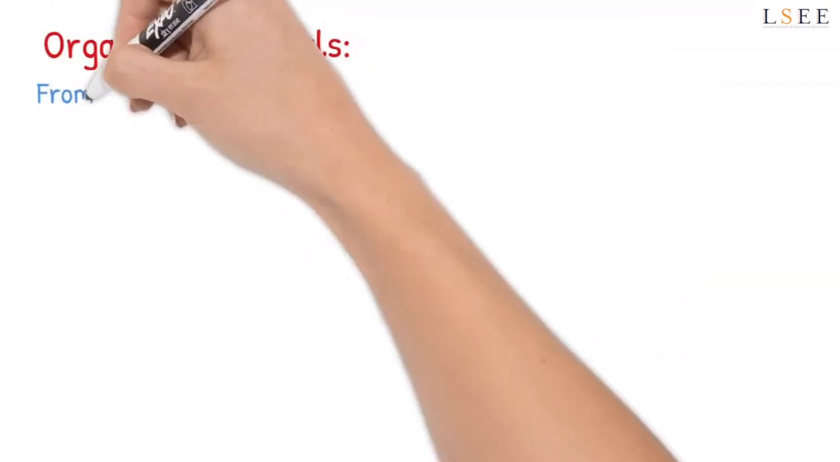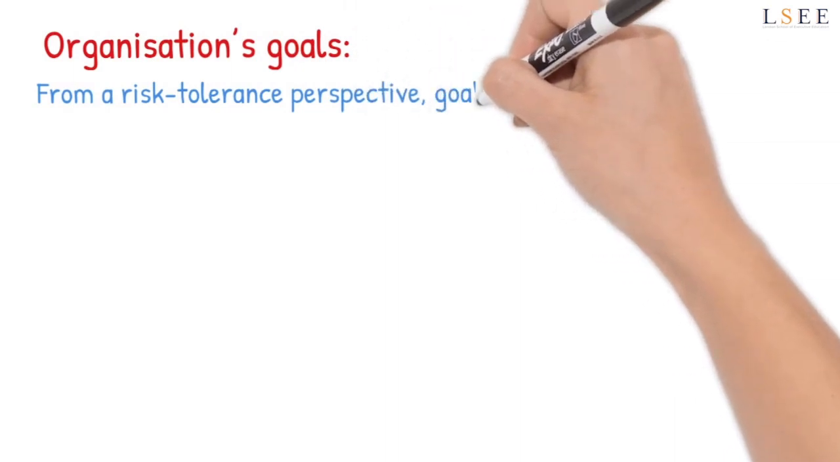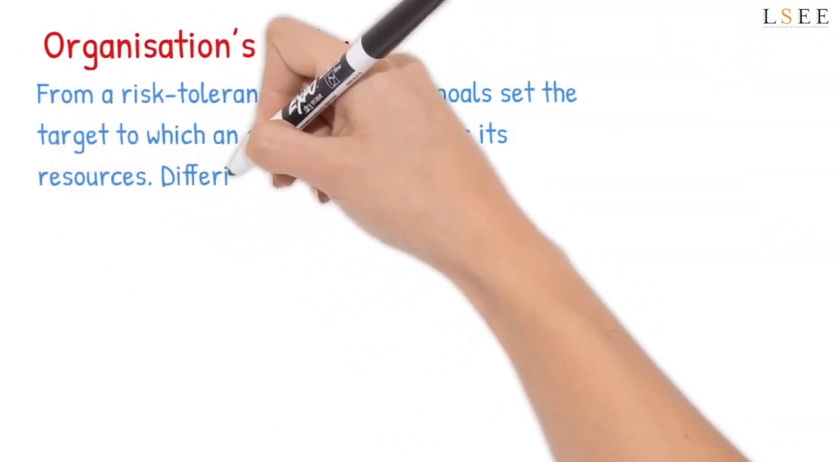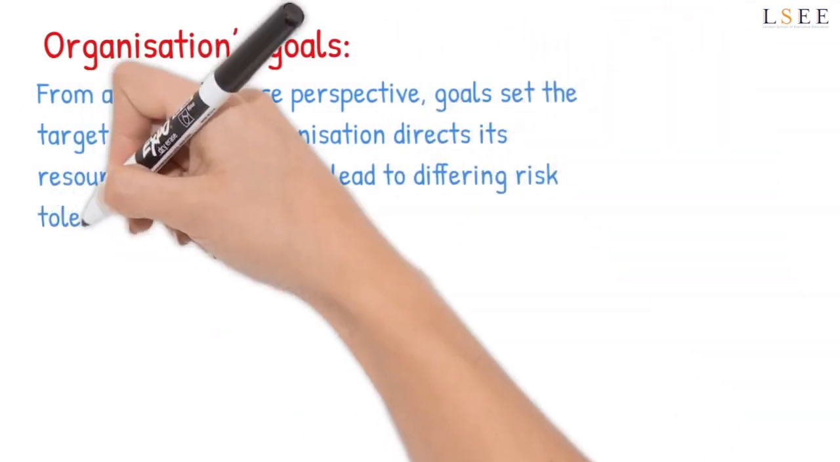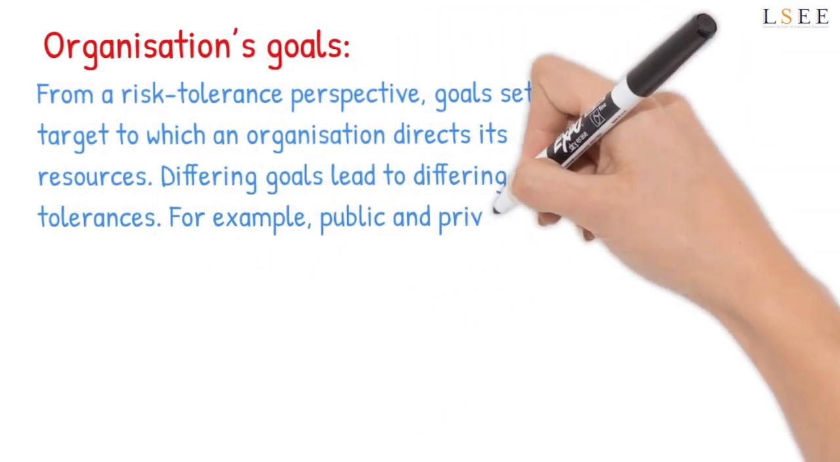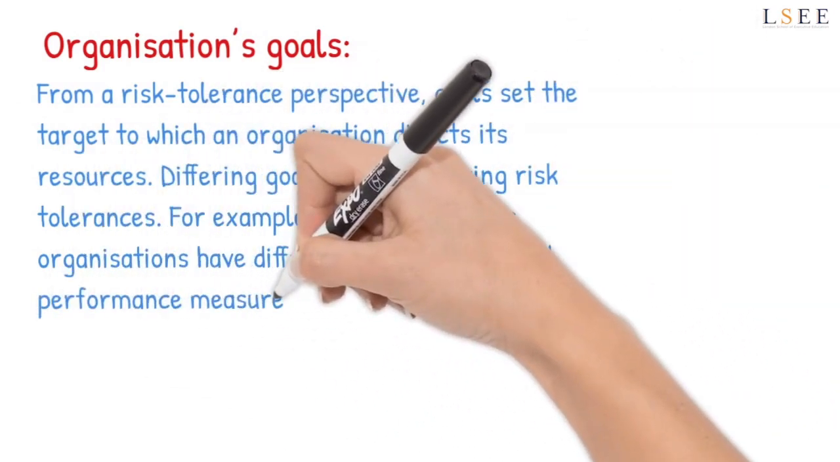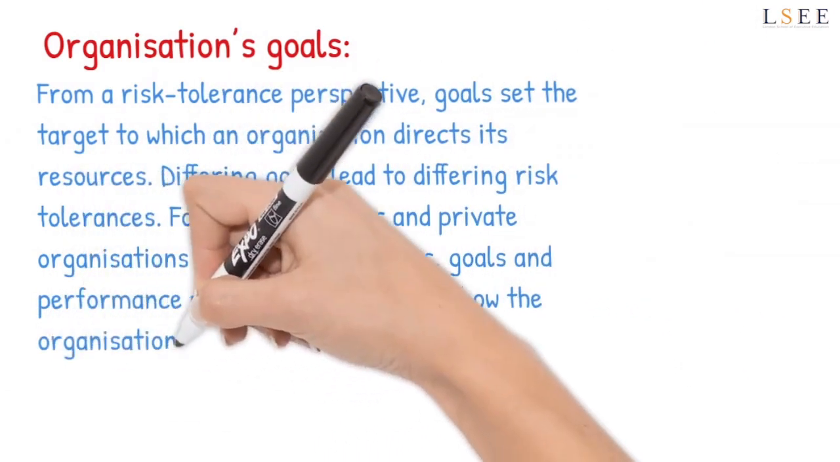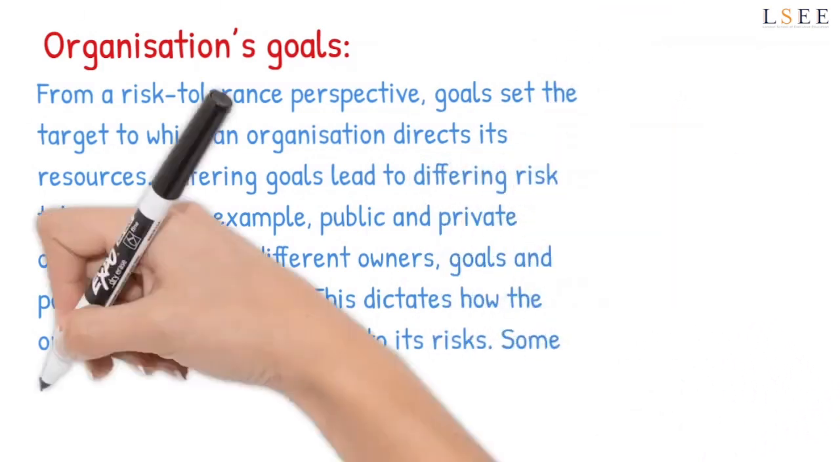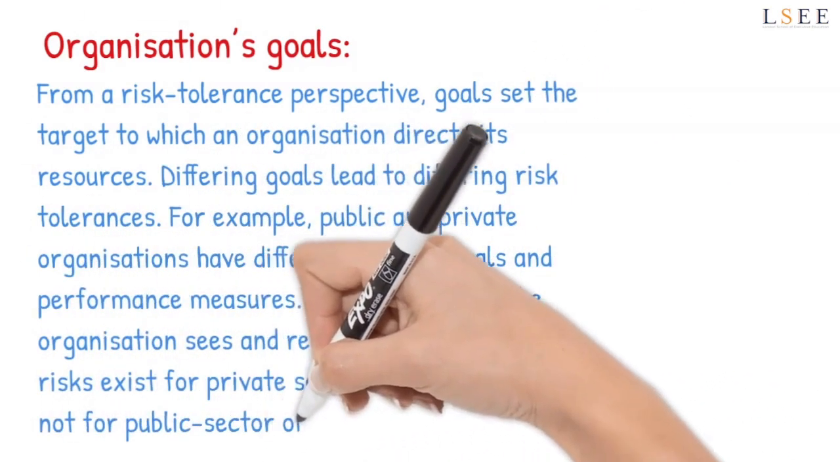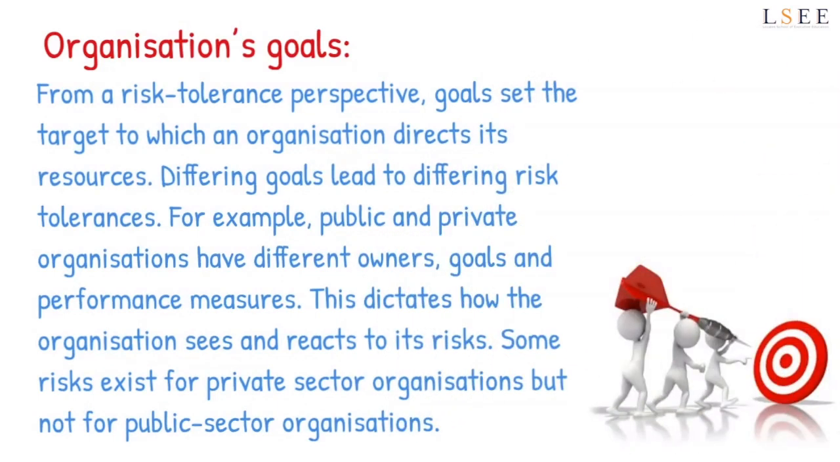Organization's goals. From a risk tolerance perspective, goals set the target to which an organization directs its resources. Differing goals lead to differing risk tolerances. For example, public and private organizations have different owners, goals, and performance measures. This dictates how the organization sees and reacts to its risks. Some risks exist for private sector organizations but not for public sector organizations.